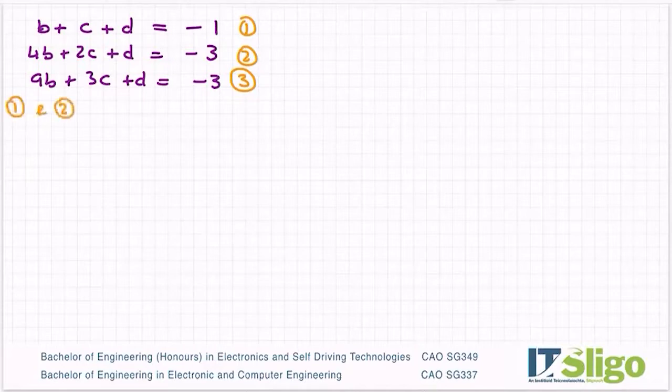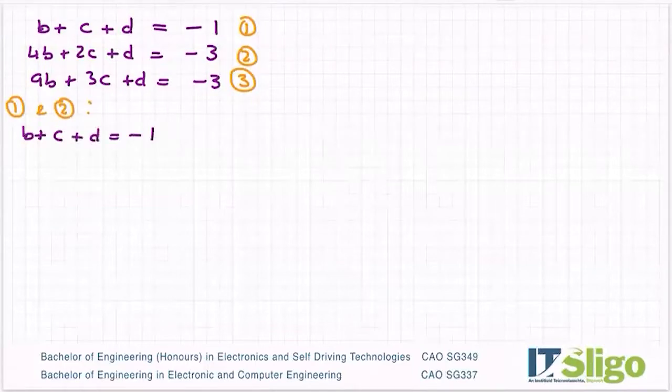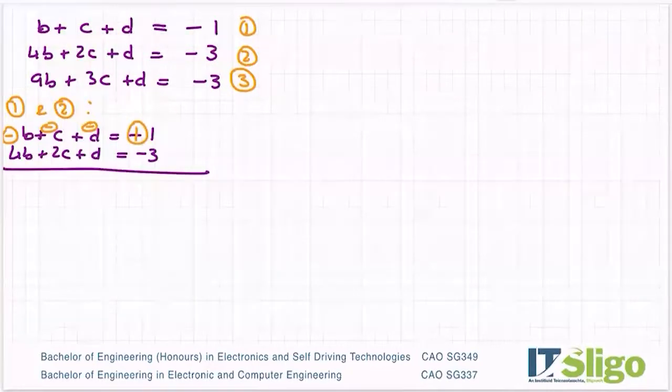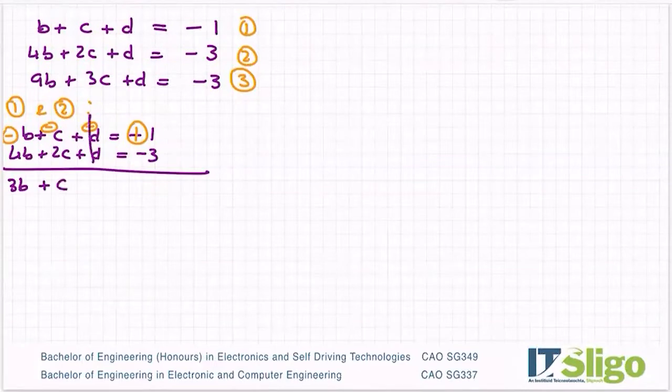I'm going to take 1 and 2 together. So I have b plus c plus d being equal to minus 1. And I have 4b plus 2c plus d being equal to minus 3, okay? Let's change the sign of the top. Put a line under it. 4b minus b is 3b. 2c minus c is c. And minus 3 plus 1 is minus 2, okay? And I generally call him equation 4. And we have to park him for now.